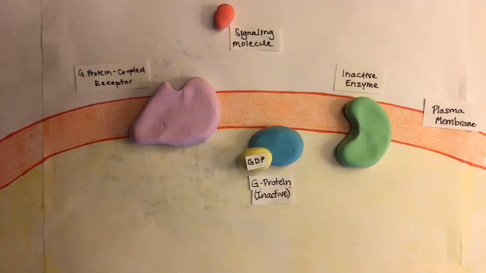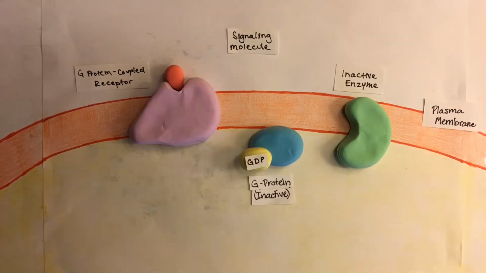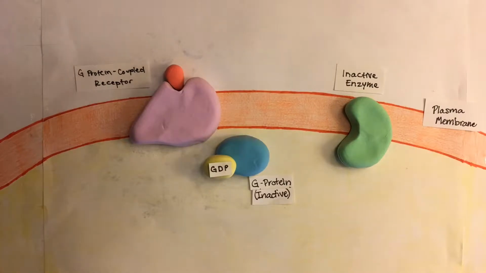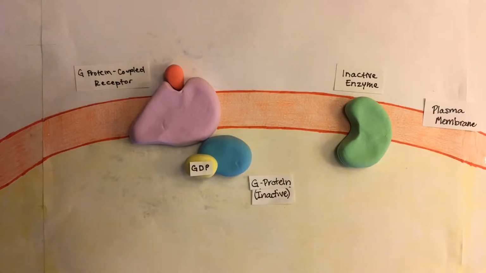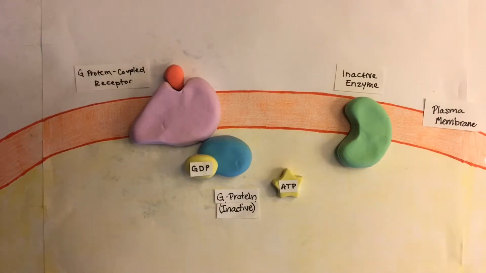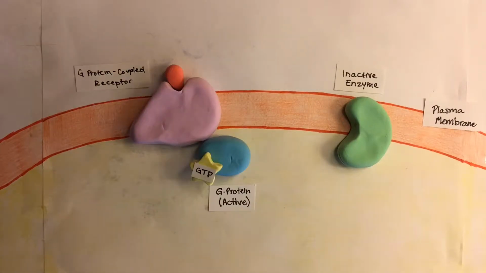The first step of the G protein receptor system is reception, which is the binding between the signal molecule and the receptor. Then it goes through the process of transduction. There is an inactive G protein that is connected to the receptor that contains GDP, which has 2 phosphates. An ATP makes the G protein active and changes it to GTP, which has 3 phosphates.